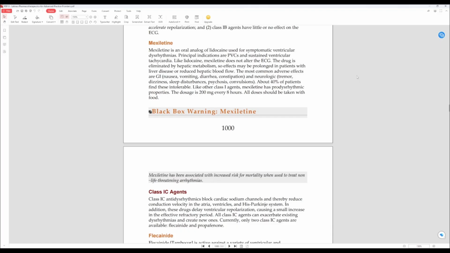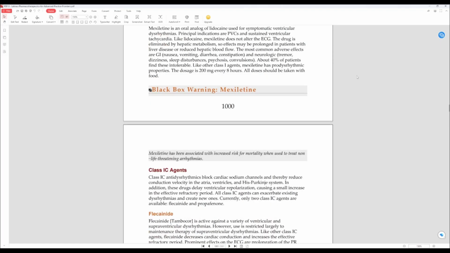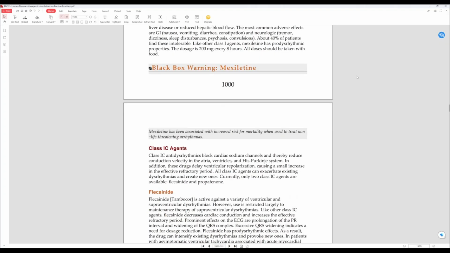The most common adverse effects are GI upset and neurologic disturbances. About 40% of patients find these intolerable. Like other class 1 agents, mexiletine has pro-dysrhythmic properties. The dosage should be 200 milligrams every 8 hours. All doses should be taken with food. Mexiletine has a black box warning because it has been associated with an increased risk for mortality when used to treat, again, non-life-threatening arrhythmias.